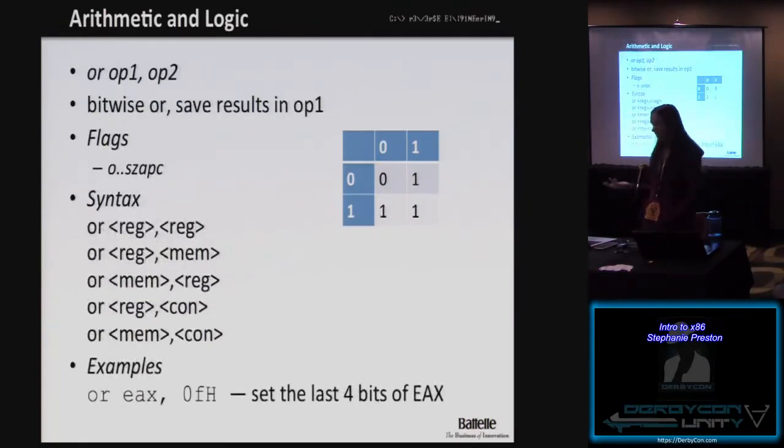And OR. If I have an AND, I need to be able to do an OR. So it does a bitwise OR of the two operands and saves the result in operand 1. Here's the various syntax and the same example, but now with an OR.